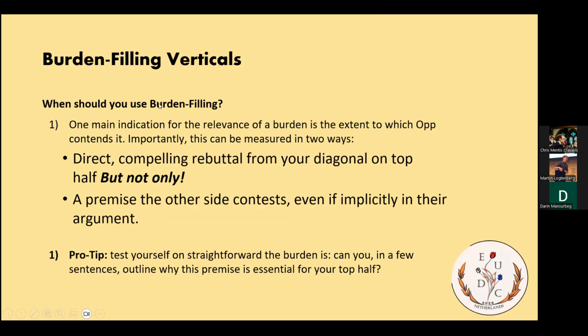So yeah, either your opposing side is directly responding to this burden, and therefore it is a contested burden, and you want to basically expand on this, or it could be that your opposing side has a premise that is kind of implicitly responding to this burden. But if this burden is essential for this argument to make your side win rather than their side, then it is a good idea for the verticals.